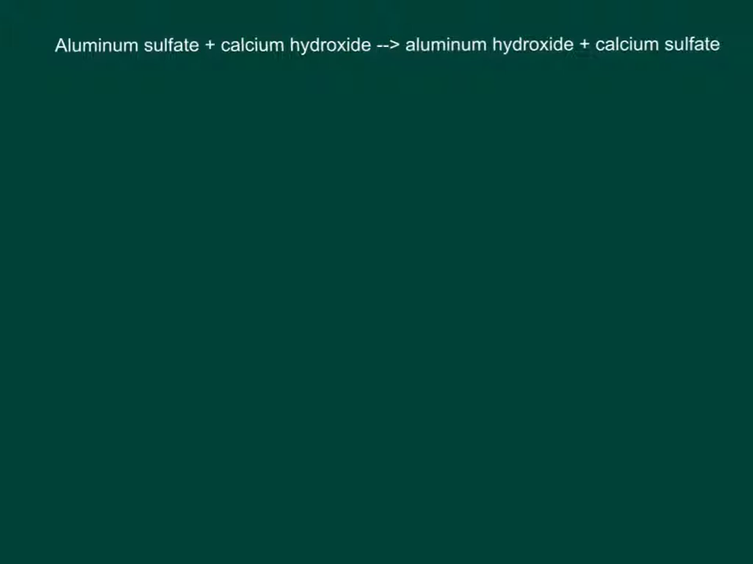Alright, aluminum sulfate plus calcium hydroxide yields aluminum hydroxide plus calcium sulfate. And I should have said aluminum sulfate first, not ammonium. So make sure we remember that. Alright, same thing, all ionic, so let's check our charges. So I have +3 for aluminum, -2 for sulfate, +2 for calcium, -1 for hydroxide, +3 again for aluminum, -1 hydroxide, +2 for calcium, -2 for sulfate.